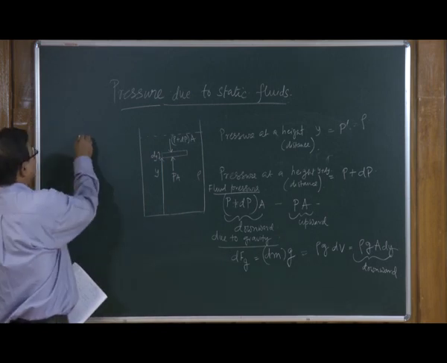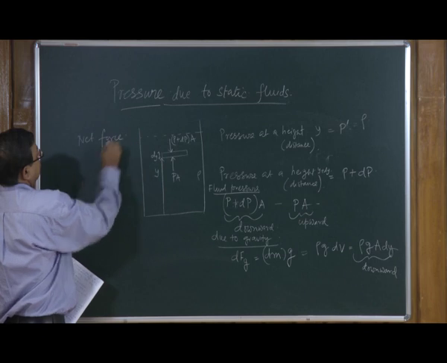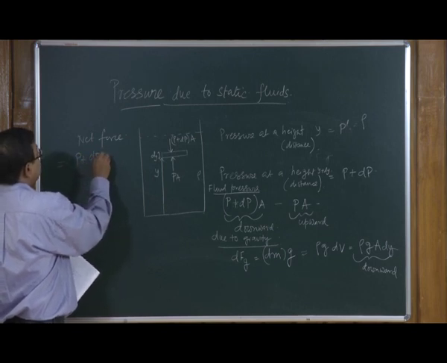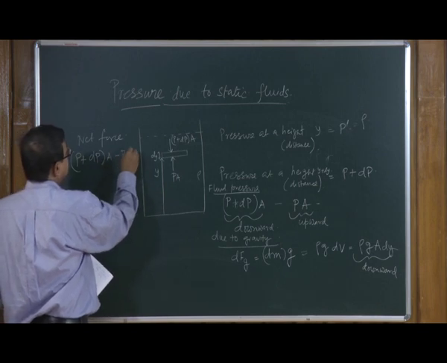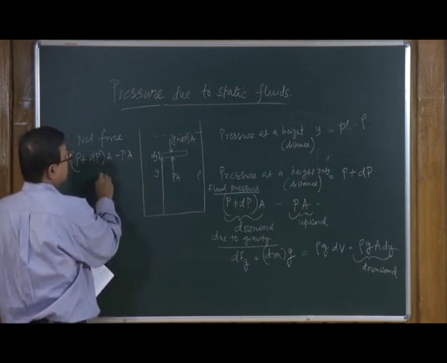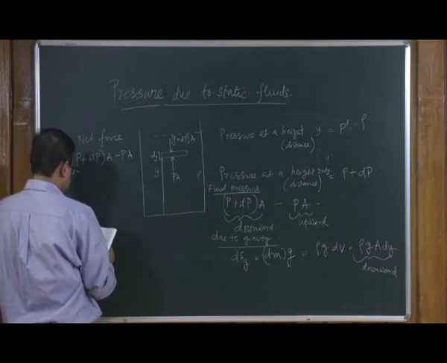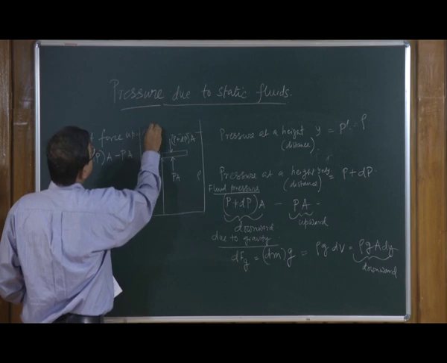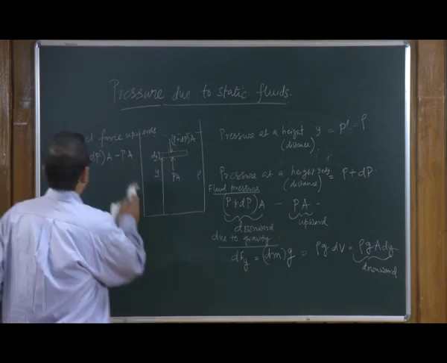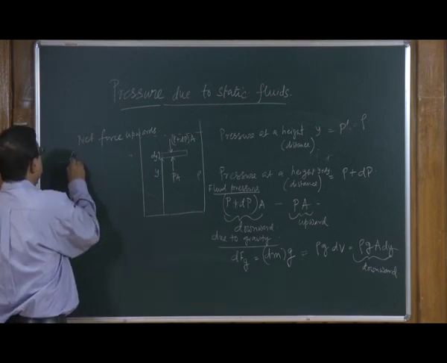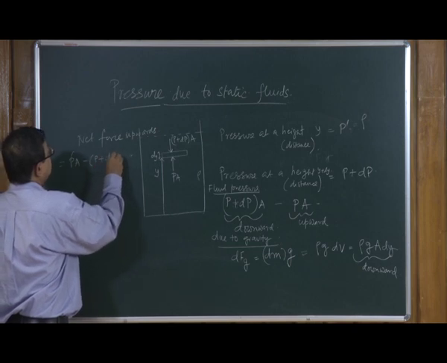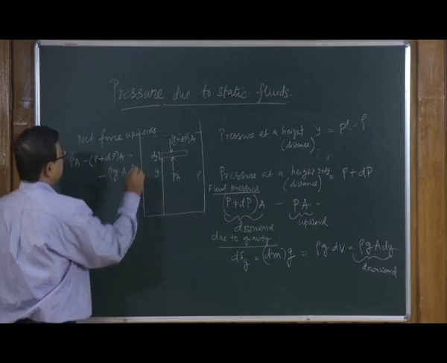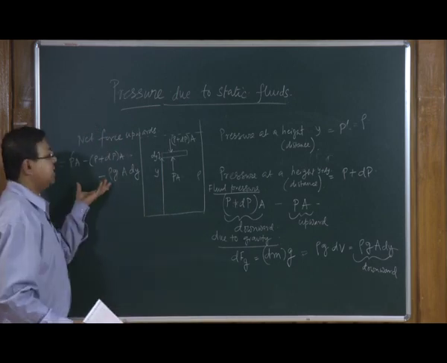So, the net force is equal to (P + dP)A - PA. Or we can write the net force upwards as PA - (P + dP)A - rho g A dy. Now, at equilibrium this net force is going to vanish.